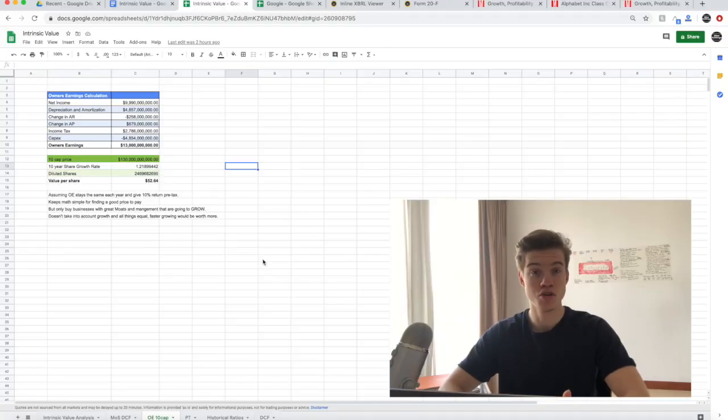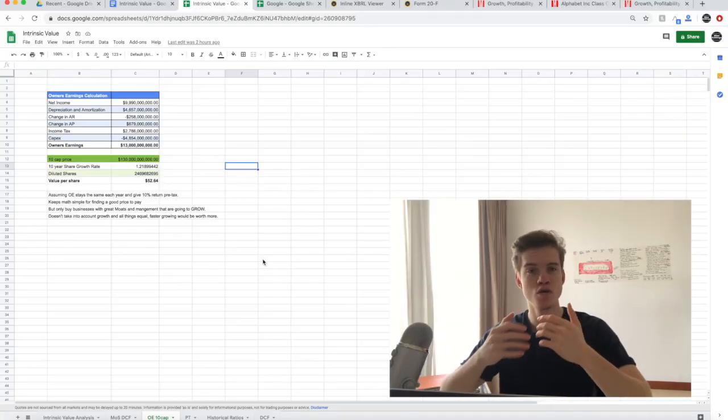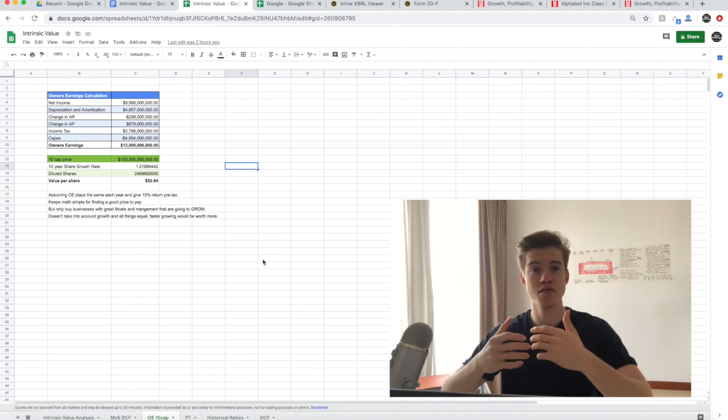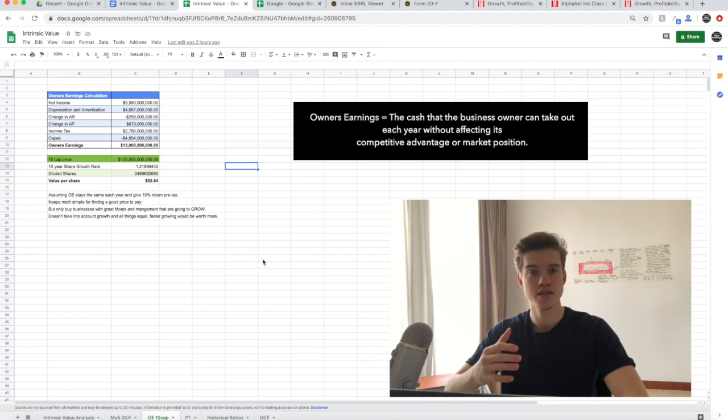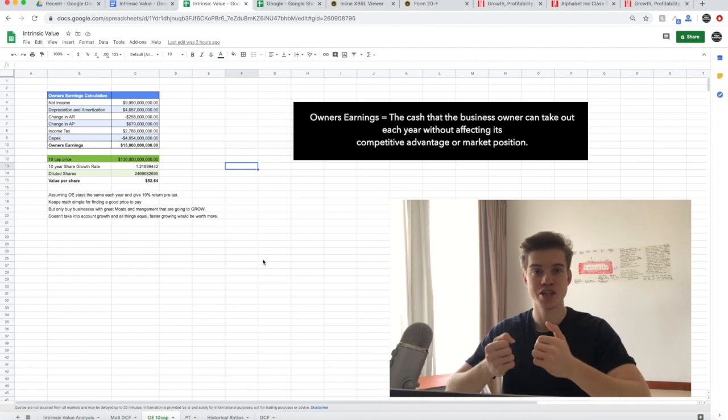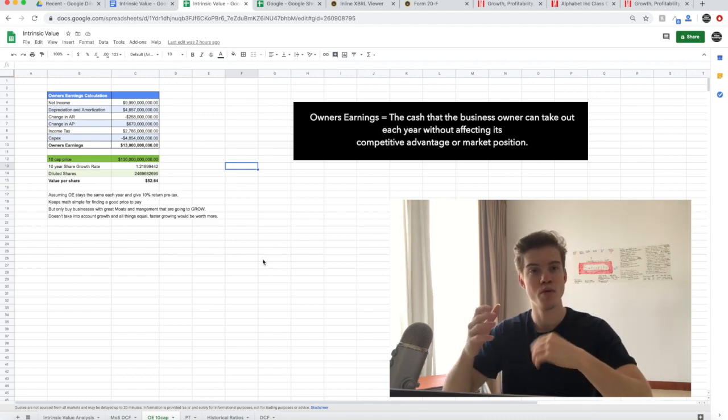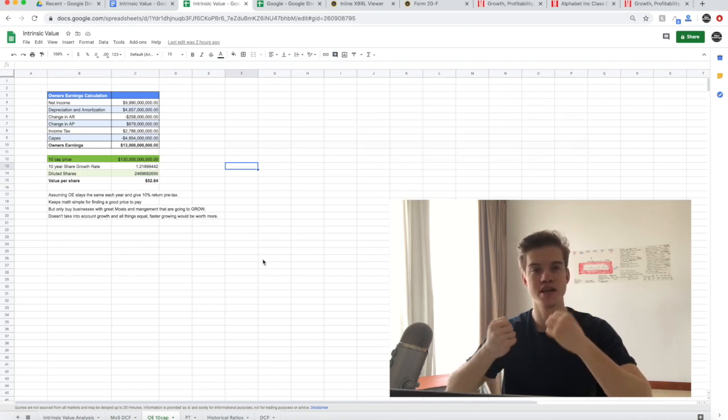So let's get straight into the owner's earnings valuation method. With the owner's earnings valuation method, you're taking the perspective of a business owner. You're looking at the company as if you want to own the whole business. The owner's earnings is the amount of cash that a business owner can take out of the business without negatively impacting the business. The business owner can take out this cash and the business will remain steady. It won't grow, but it also won't decline. So it'll be maintaining itself and the business owner can just take this cash out of the business.